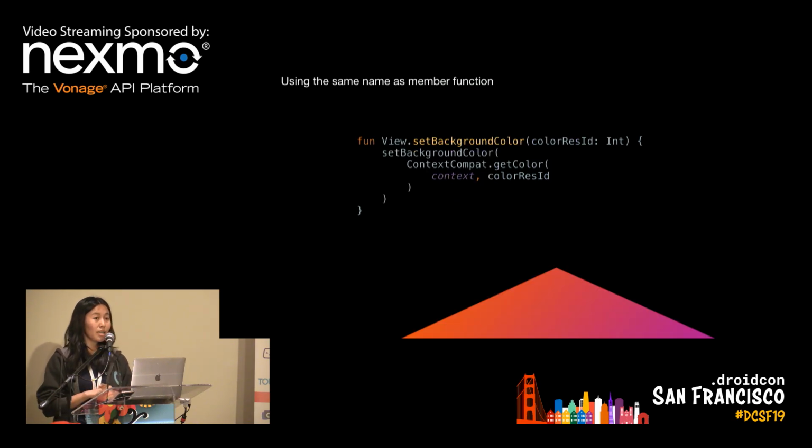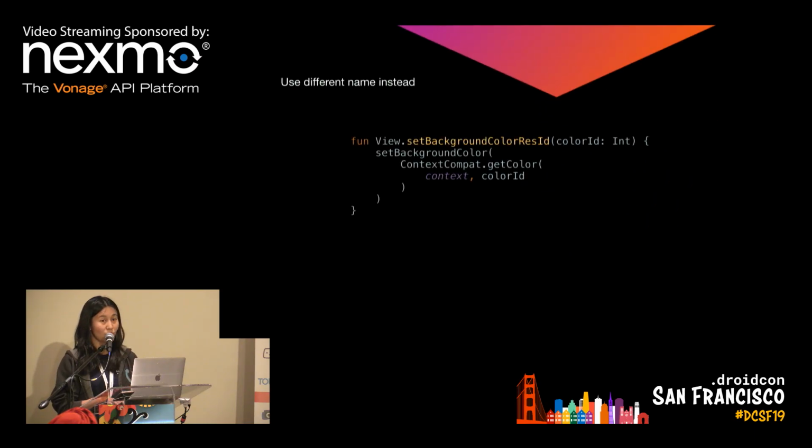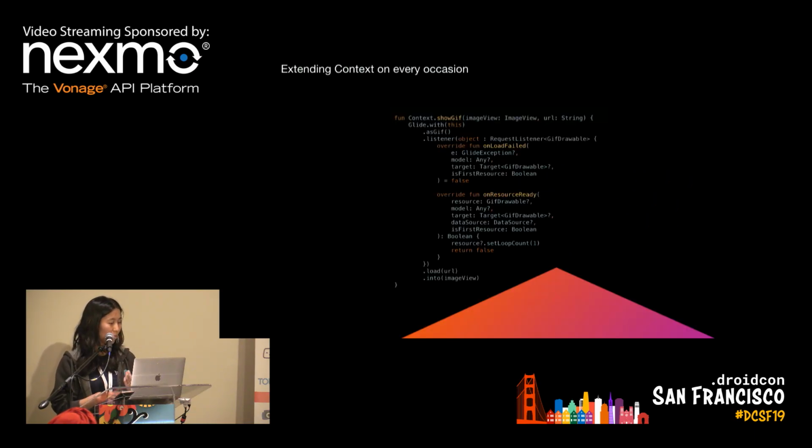Now, the next one is when you use the same name as a member function. When you create your extension function with the same name as a member function, you think it's okay, it may work, but in reality, when you run it, member functions will always win over extension functions. So I would recommend you just rename it to something else that is comfortable and readable.